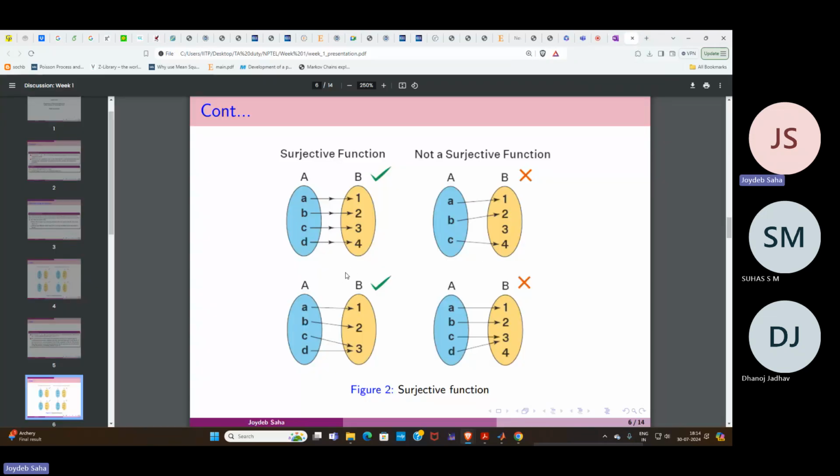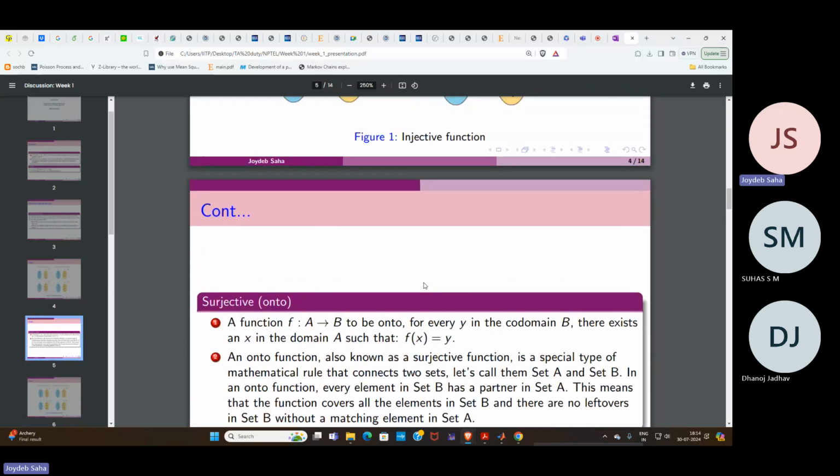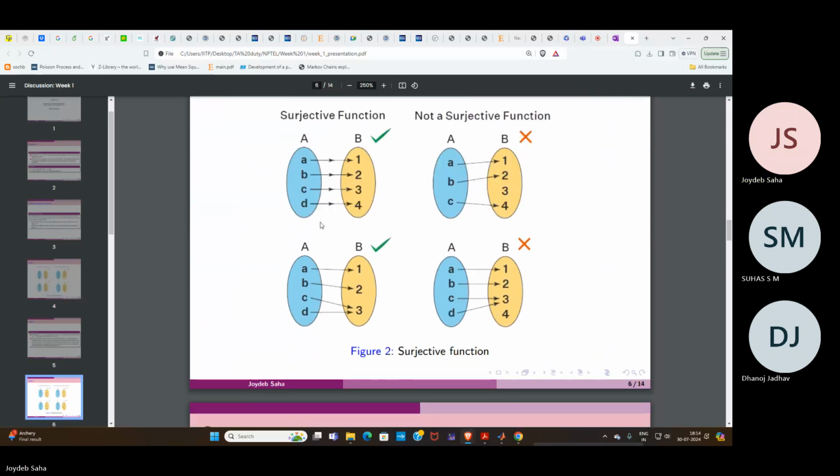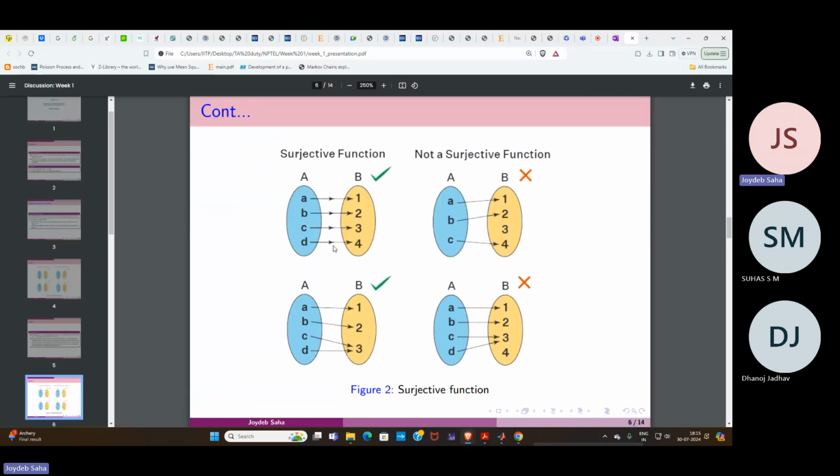Okay, fine. Come to the surjective function. Surjective functions, as I have already explained in this slide, from here by the images we can explain that. Look at image 1. A includes 4 elements A, B, C, D. B includes 4 elements 1, 2, 3, 4. And every element in set B has a pre-image in set A.